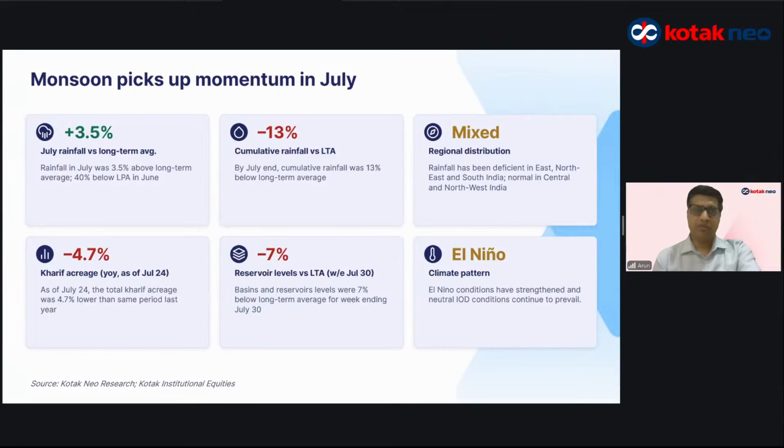So even the impact of this, when we look at the sowing, when we look at the data as of, say, July 24, the total Kharif acreage has been lower by 4.7% as compared to the same period last year.